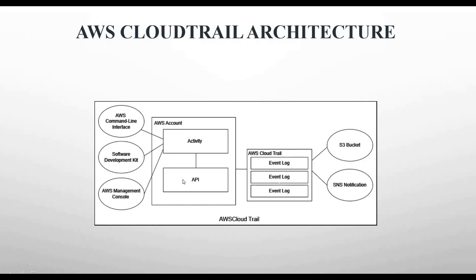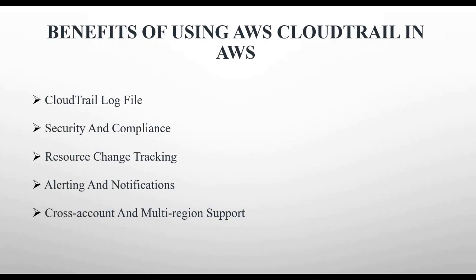So the API is working on the backend. It can send the data whenever an activity occurs. We can run activities using the software development kit, the command line interface, or the management console. You can use any of these three resources. So this is all about the AWS CloudTrail architecture. The next is the benefits of using AWS CloudTrail.